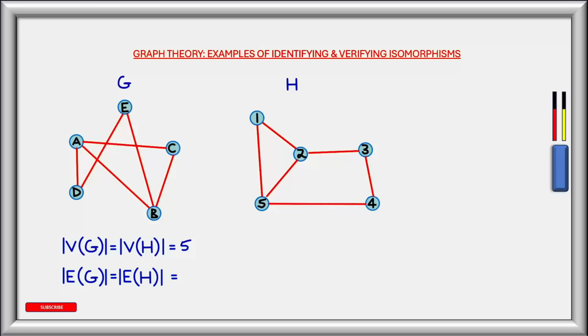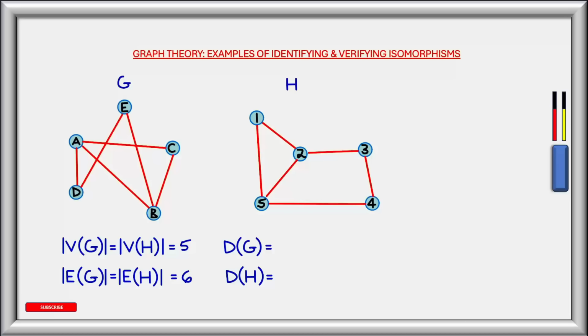And now moving on to the edge count. In graph G we have 1, 2, 3, 4, 5, 6 edges. And in graph H we have 1, 2, 3, 4, 5, 6 edges. And so both graphs have 6 edges. So the edge count is the same.